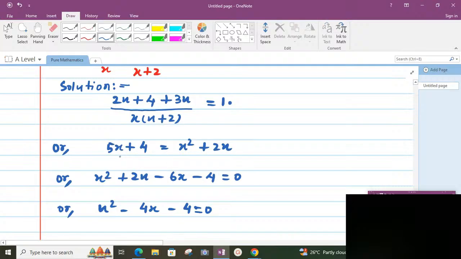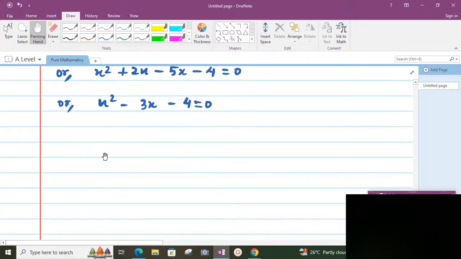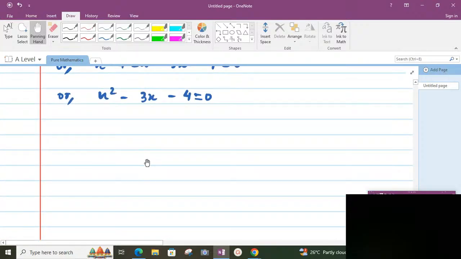So here will be 5x. So 2x minus 5x equal to will be here minus 3x. So x square minus 3x minus 4. Let's see, the multiplication will be minus 4 and addition or subtraction will be minus 3. So let's see here.